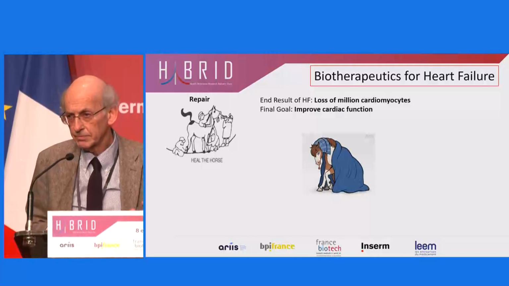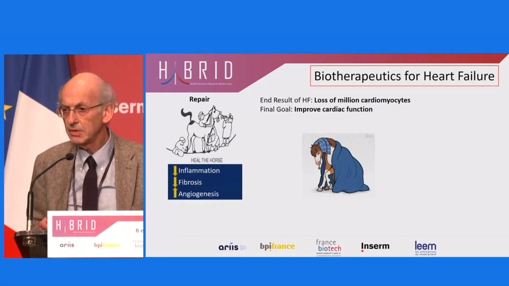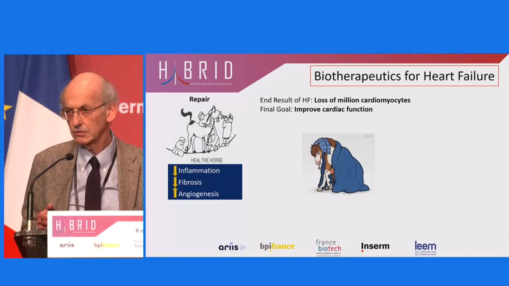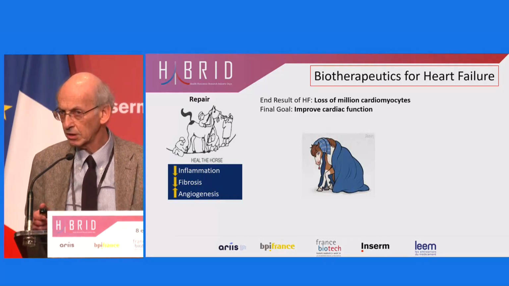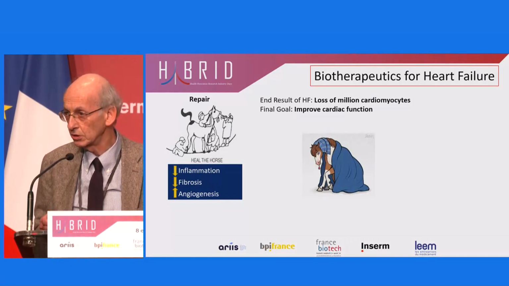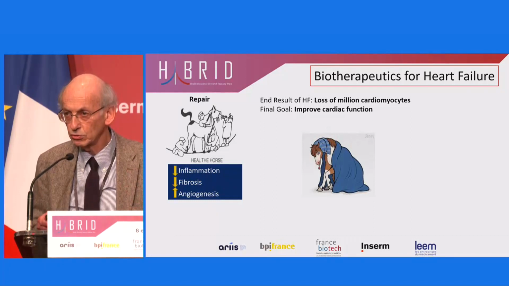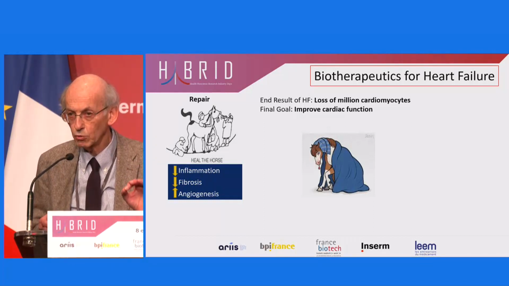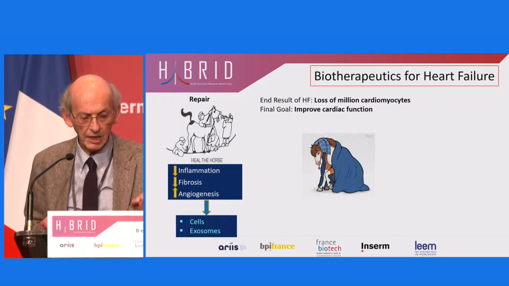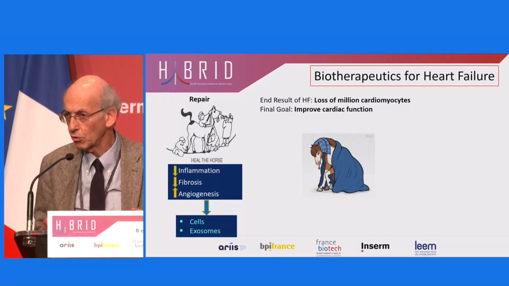Option one is to heal the animal, which transposed to the failing heart means to repair. Repair involves different mechanisms that you show here and which can contribute to improve heart function. But you will note that there is nothing to do with regeneration, which would be the generation of new cardiac cells. Anyway, in this context, it makes sense to use either cells or exosomes.